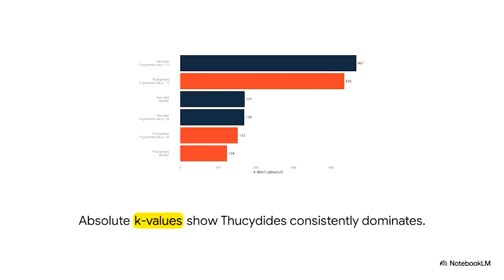Now, what's really interesting about this is just how shockingly consistent his psychological profile is across the data. Thucydides consistently dominates with lower K-values. Even at the fundamental structural level, just looking at skip equals 0 trigrams, Thucydides is sitting at 153, while Herodotus is up at 170. This proves it's not just a conscious vocabulary choice. It's a fundamental difference in how their brains structured reality on a totally subconscious level.